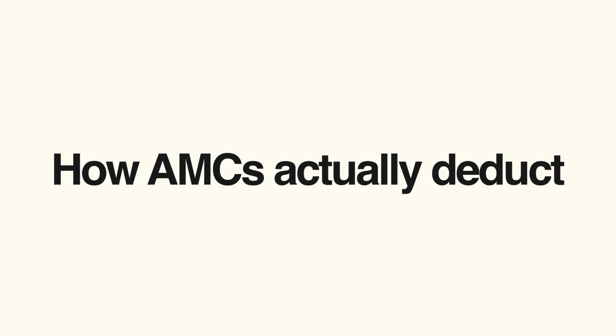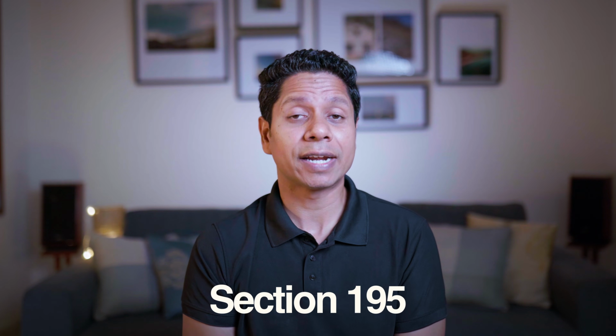One more thing to understand about how AMCs actually deduct. The statutory tax rate and what your AMC deducts can be different. AMCs often deduct at a higher conservative rate under Section 195. If your redemption statement shows a larger deduction than the rates above, that's the reason why. The ITR refund process corrects this.